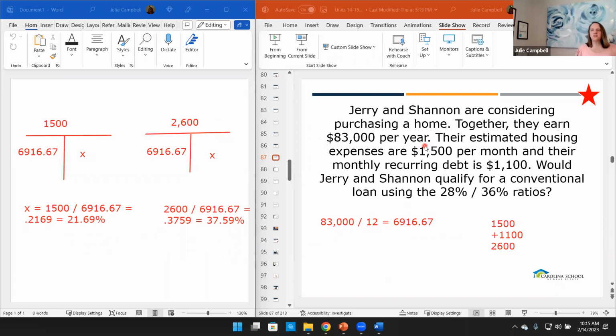So we don't use the 28%, the 36, that's just the name of the formula. In this case, because we're solving for the ratios, again, not just the qualifying ratios, but Jerry and Shannon's ratios, we're using these as a guide. We're using the 28-36% to see if they fall under. We got to find their ratios, which means that's our unknown, that's our X. We will use the 28-36 in other formulas. Other questions?